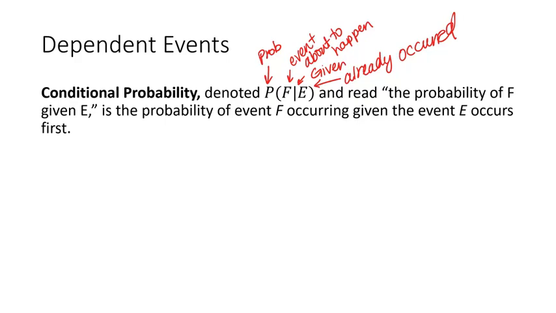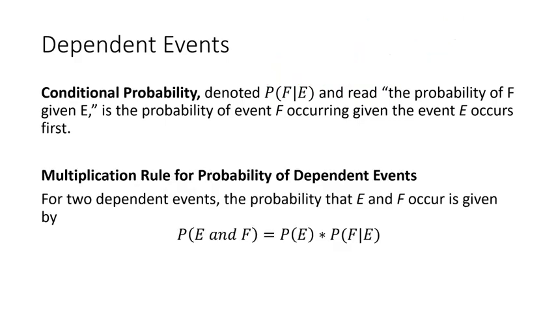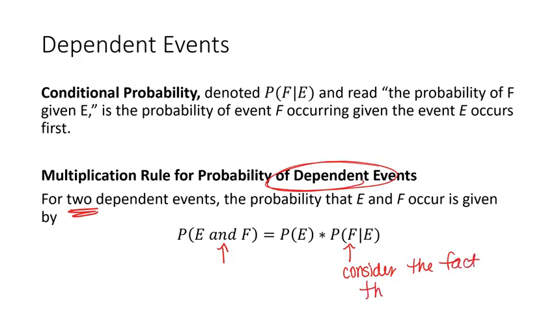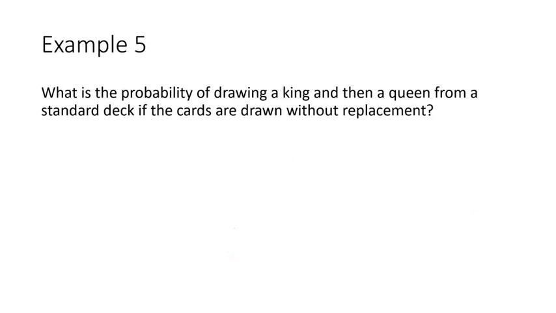So when I move to dependent events, I'm still using the multiplication property. When I have these two events, I can look at them separately, E versus F, and I will multiply them together. But because I'm dependent, when I go to take that second probability, I have to consider the fact that E, the first event, already happened. Let me show you what I mean.